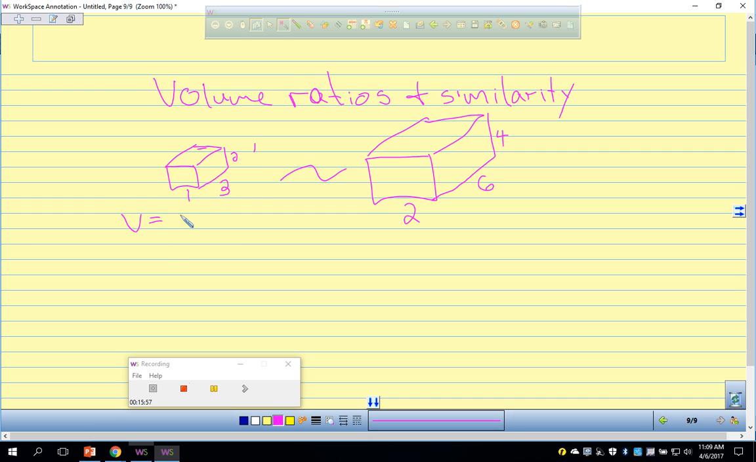What's the volume of this box? 6, right? 1 times 3 times 2, which is 6, let's say that's inches cubed. What's the volume of this box? 2 times 6 times 4, which is 48. How many times bigger is the volume of this box than the volume of the first? 8 times as big. So my scale factor is 2, okay? If the scale factor is 2, what do I do to that 2 to find out the scale factor of the volumes?